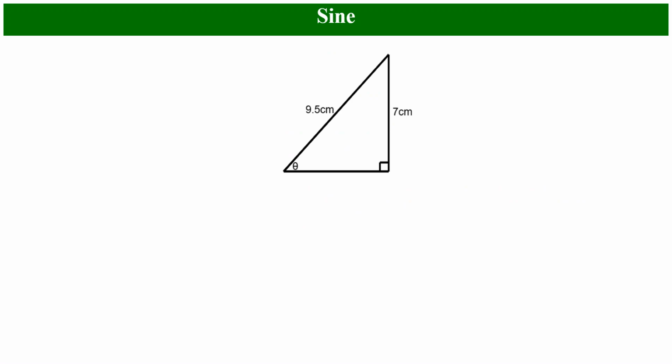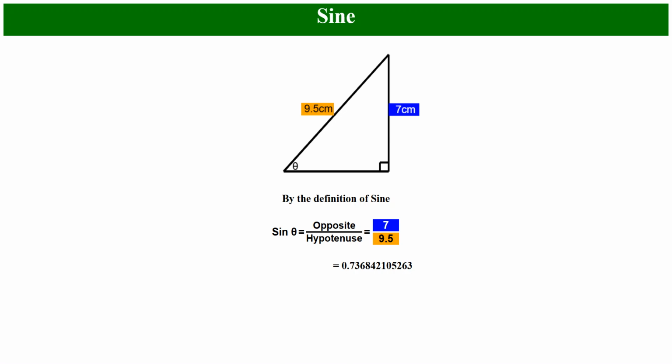Now, what should we do here? Well, it's simply the same thing. So we write down the definition of sine, which here will be sine theta is equal to opposite over hypotenuse. And those lengths are 7 and 9.5. So if we do that division, 7 divided by 9.5 on a calculator, we get this figure, 0.7368 something.